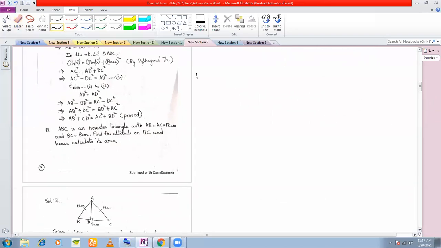Question is, ABC is an isosceles triangle with AB equal to AC and BC equal to 8 centimeters. So what is an isosceles triangle? In which two sides are equal, right? You know this. So let's draw a triangle. So you have ABC. AB is equal to AC. So these two sides are given to you equal. How much? This is 12 centimeters and this is 12 centimeters. And BC is equal to 8 centimeters. So this length is 8 centimeters. Find the altitude on BC and hence calculate its area.